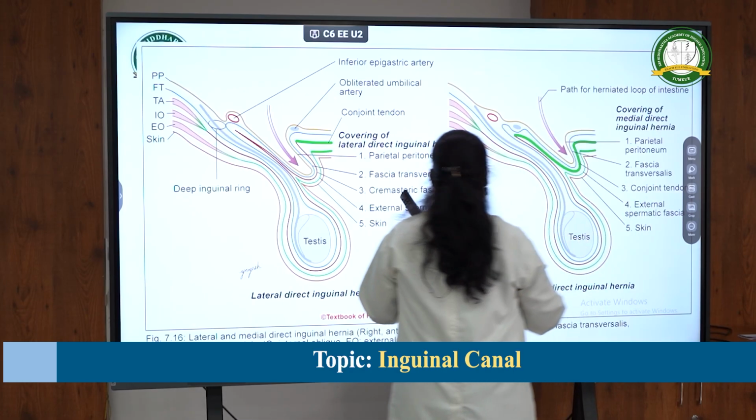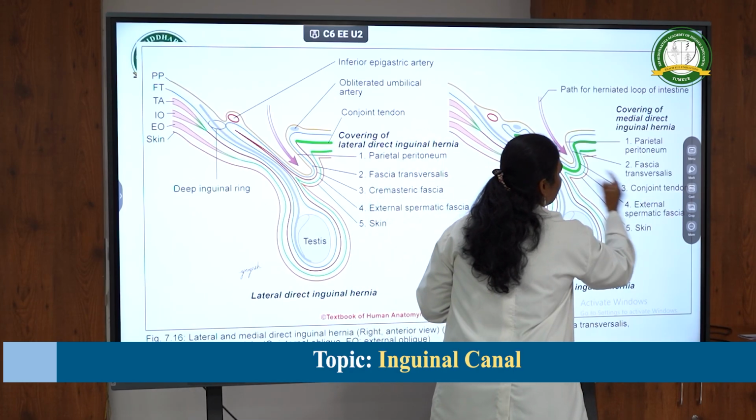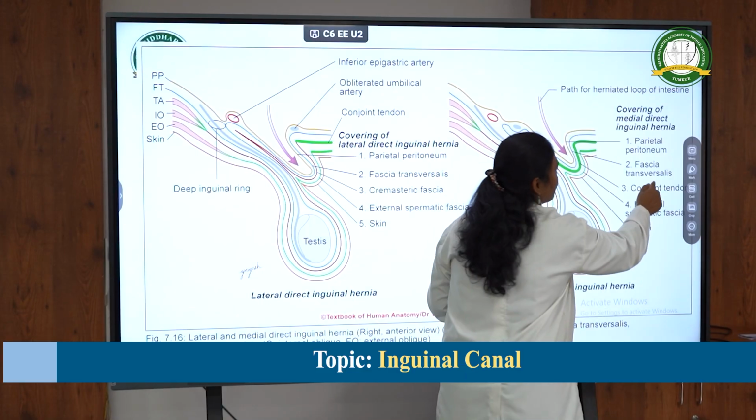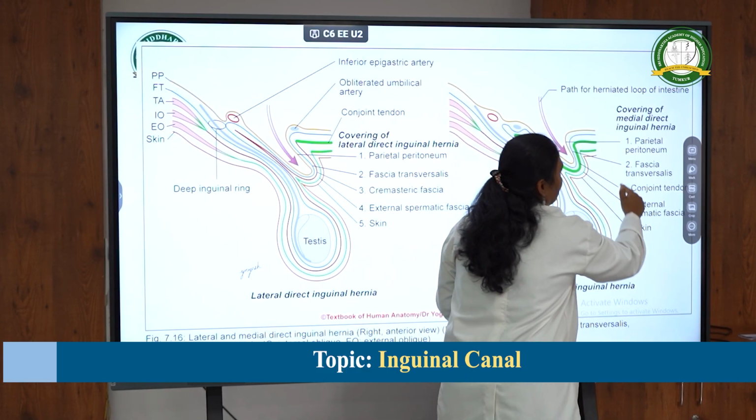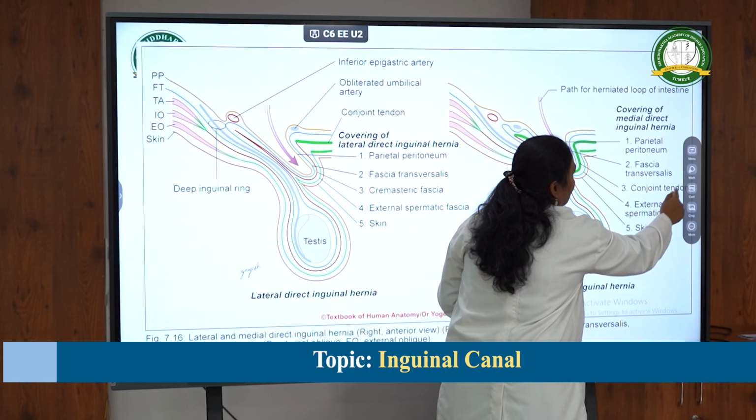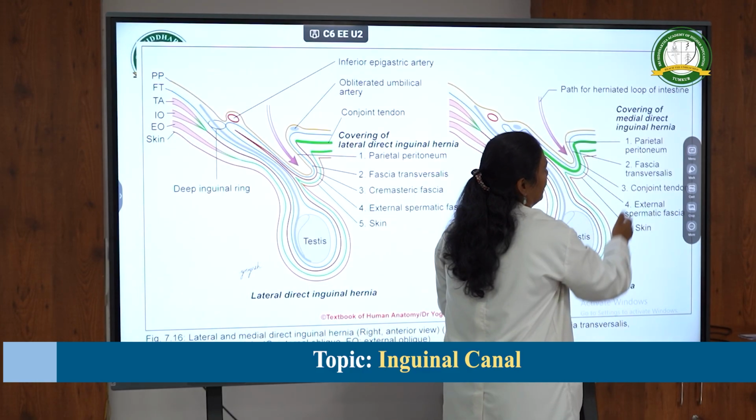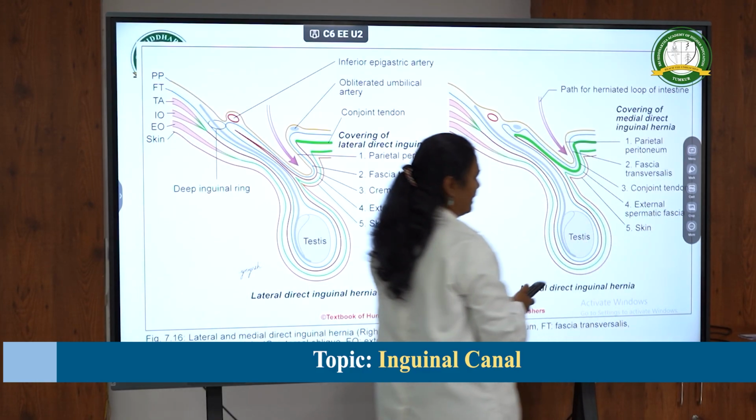conjoint tendon instead of cremasteric fascia, because it's medial, right? That's why the medial part of Hesselbach's triangle is strengthened by the conjoint tendon. So here the covering is formed by the conjoint tendon, and next is external spermatic fascia and skin.